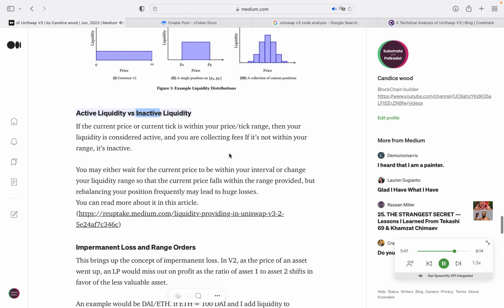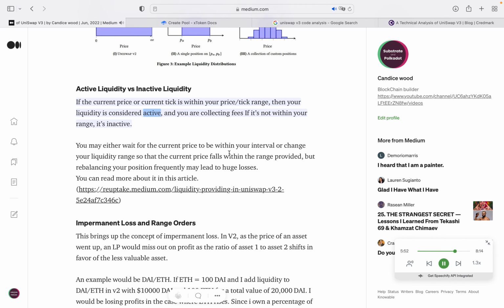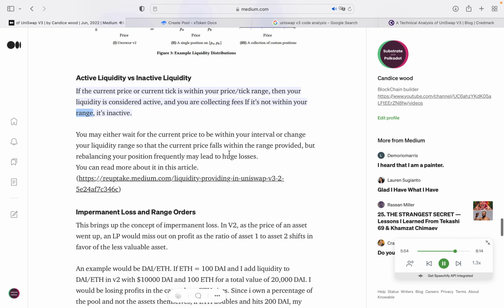Active liquidity versus inactive liquidity. If the current price or current tick is within your price/tick range, then your liquidity is considered active, and you are collecting fees. If it's not within your range, it's inactive.